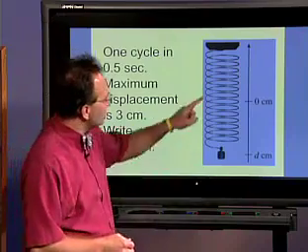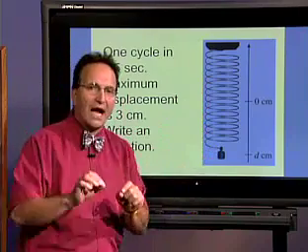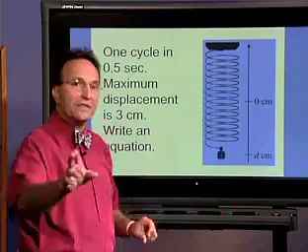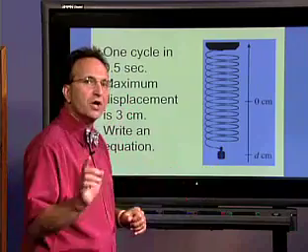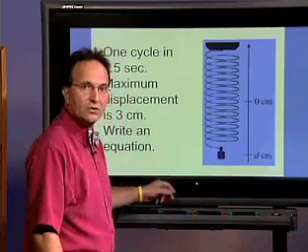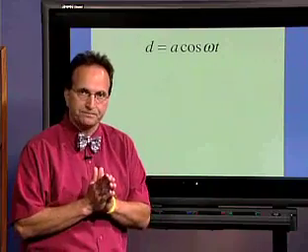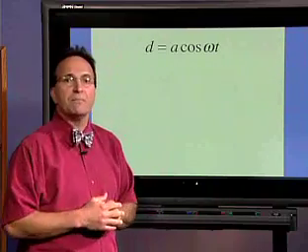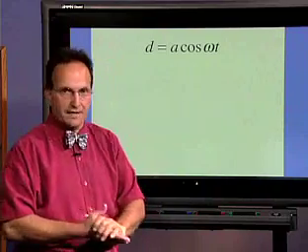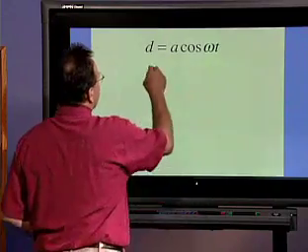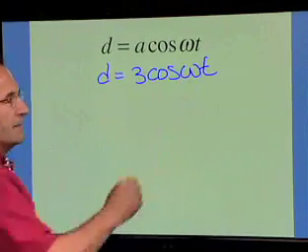Now in this example, you'll notice that the string is already stretched at the time t equals 0. So in this case, we would want to choose the equation that d is equal to a cosine omega t. So let's write that down. d equals a times cosine omega t. Now, in terms of the maximum displacement, it's 3 centimeters. That means the amplitude is 3. That gives me d equals 3 cosine omega t.